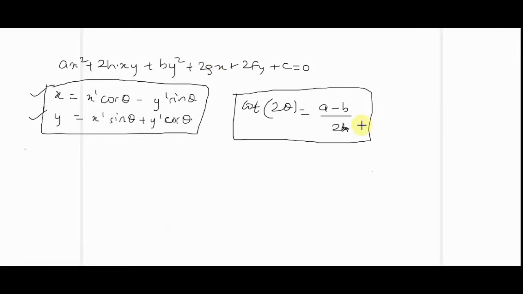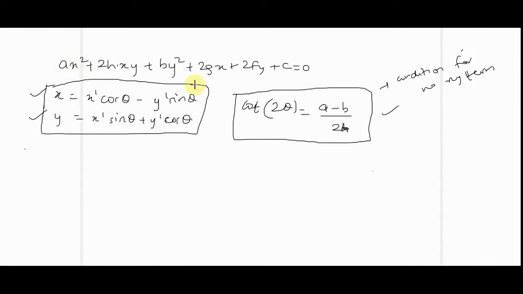All that's left is to show this. This is the condition for no xy term. If you rotate by an angle theta, and theta satisfies this condition, then you won't have an xy term with respect to that new axis. Well, let's see how we find that out.